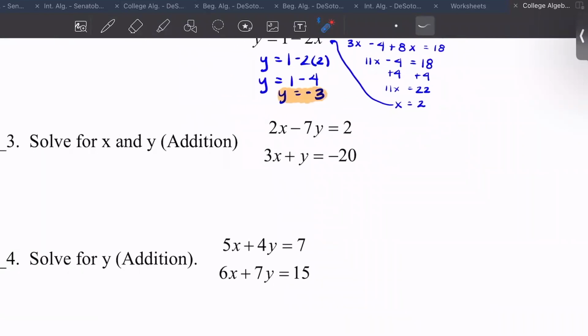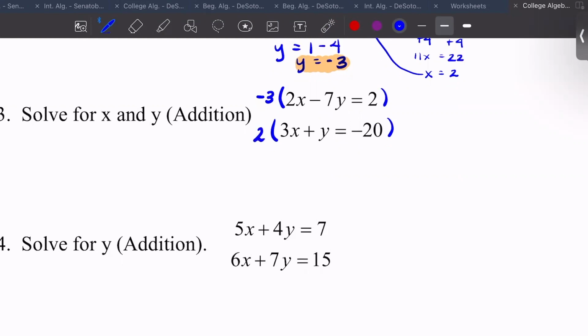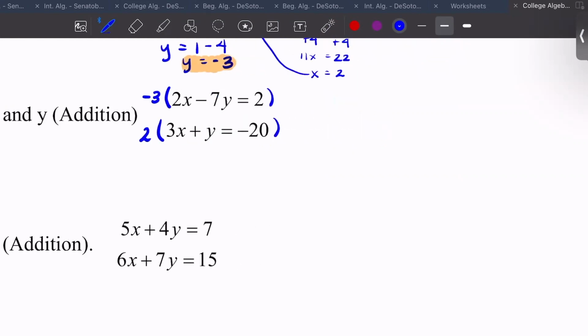These, not so much. It makes sense for you to do the addition method where we're zeroing a coefficient out, okay? This says solve for x and y, so it doesn't really matter which one we zero out. But I'm going to zero out x. You could zero out y if you wanted to. So if I wanted to do that, I could multiply this one by -3 and get -6x. And if I multiply this one by 2, I would get +6x, okay?